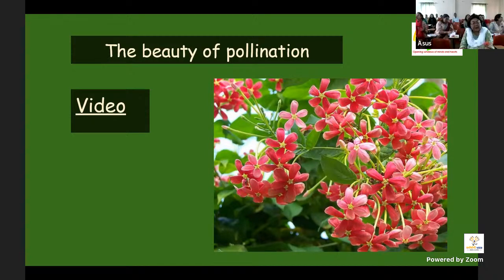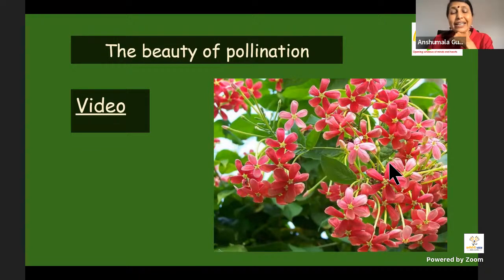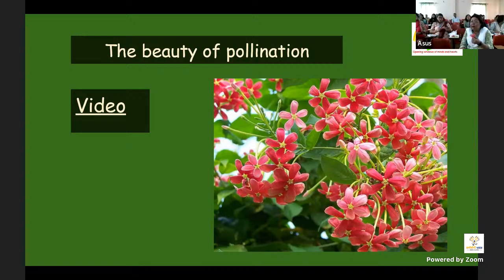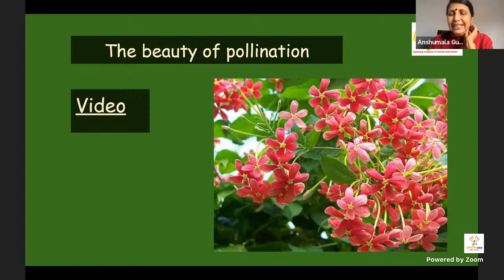Yes, ma'am. Which one is this? It's called what? I mean, it's called the Rangoon creeper, or in Hindi we call it Madhu Malti or Malti. It has a beautiful fragrance, but the fragrance comes only in the evening and night. Why do you think it is fragrant only in the night?